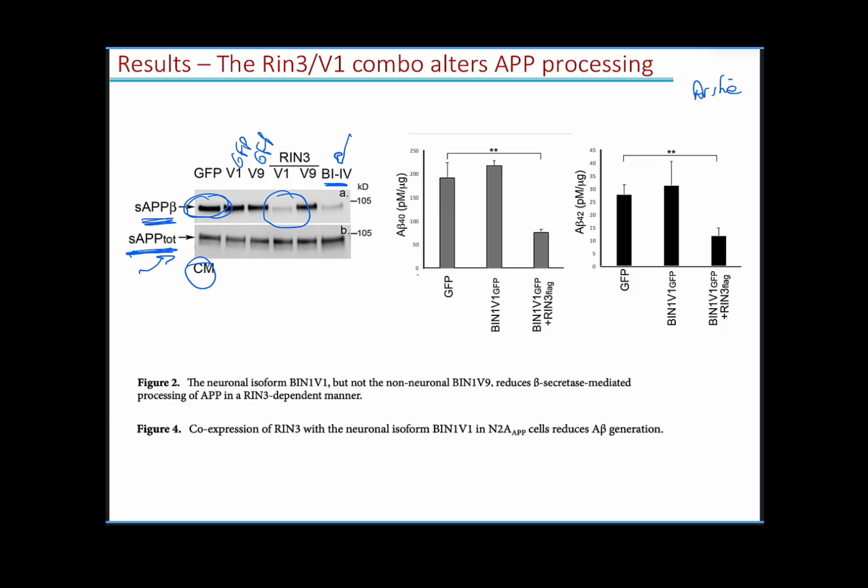Okay, so I'm once again copying verbatim the figure legends. Figure 2, where this block comes from, says the neuronal isoform V1, but not V9, reduces beta secretase mediated processing of APP in a Rin3 dependent manner. You can see here clearly the first 3 panels show no effect, but then the second 2 panels do, and that's because that's where we added Rin3 to the neuronal culture. And then figure 4, where these bar graphs come from: co-expression of Rin3 with the neuronal isoform V1 in cells reduces A beta generation. Okay.